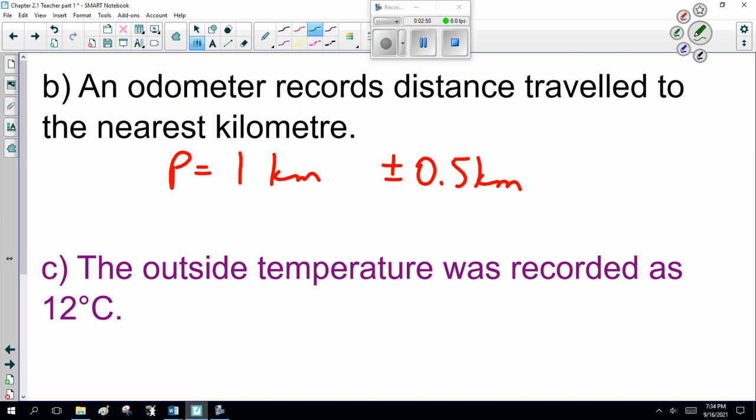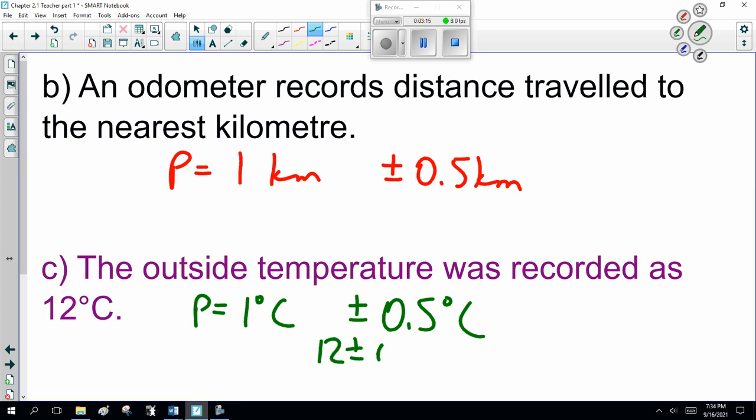Outside temperature is recorded as 12 degrees Celsius. Stops at 12, so the precision is to the nearest 1 degree Celsius, which means our uncertainty is plus or minus 0.5 degrees Celsius. So the temperature here, 12 plus or minus 0.5 degrees Celsius, as low as 11.5 and as high as 12.5 degrees.